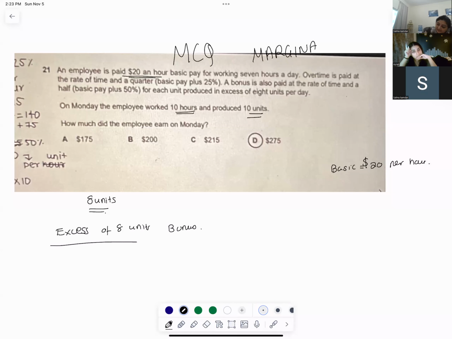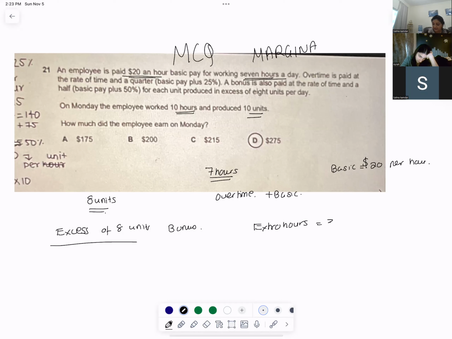What is your basic hours of working? 7 hours a day. So that means over and above the 7 hours that you work, you're going to get overtime. How many extra hours you worked? 3 extra hours. For these 3 extra hours, you're going to get overtime. And how many extra units you produced? 2. So for these 2 extra units, you're going to get bonus.